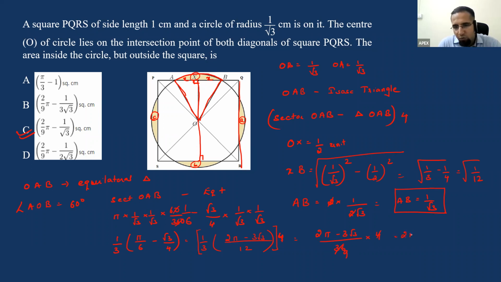So I can write this as 2 pi by 9 minus this can be 3 root 3 divided by 9, which is 3 ones are 3, 3 threes are 9. So root 3 by 3 is 1 by root 3. Therefore, option C becomes your answer.